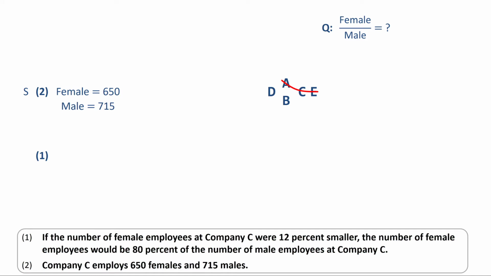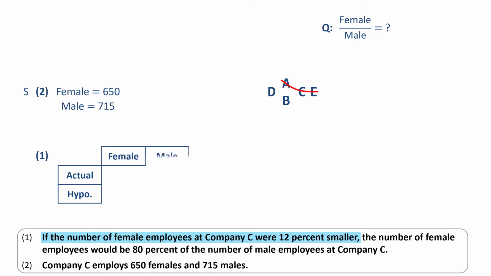It starts with this clause. If the number of female employees at company C were 12% smaller. This is describing a hypothetical situation, so we will need to keep track of both an actual scenario and a hypothetical one. In both of these scenarios, there are still the categories female and male. To keep track of all this, it will be helpful to draw a table. Let's say that in the actual case the number of females is X. We're told that in the hypothetical case the number of female employees is 12% smaller than this.